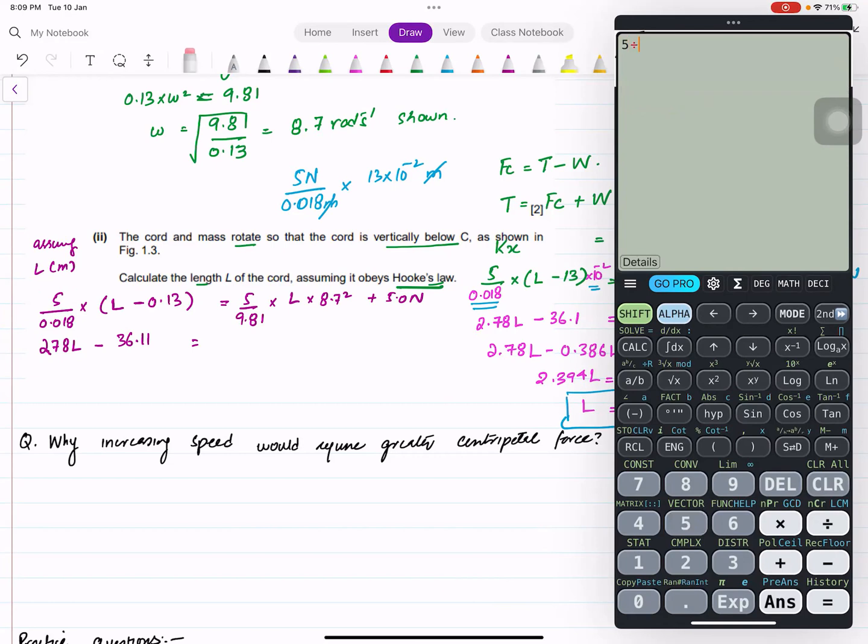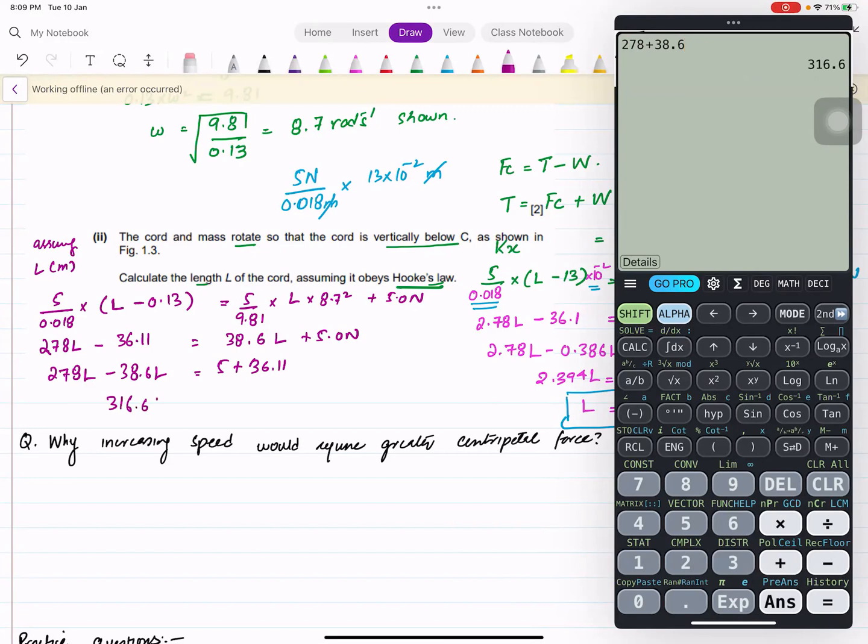5 divided by 9.81 times 8.7 whole square, right? This comes as 38.6 length plus 5.0. Agreed? Now 278 length minus 38.6 length equals 5 plus 36.11, right? So on the left side, 278 plus 38.6 is going to be 316.6. Sir, minus. I have to minus it. Oh, sorry, Gatika. Thank you, Gatika. Gatika saves the day.